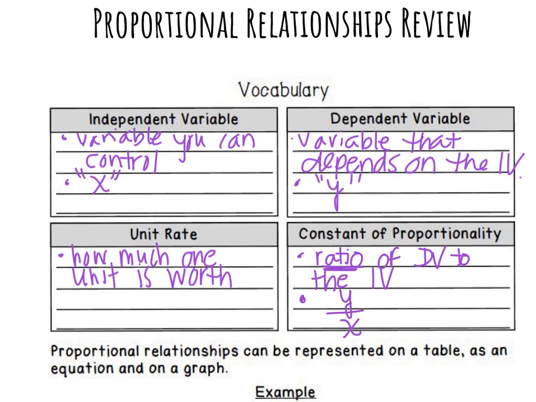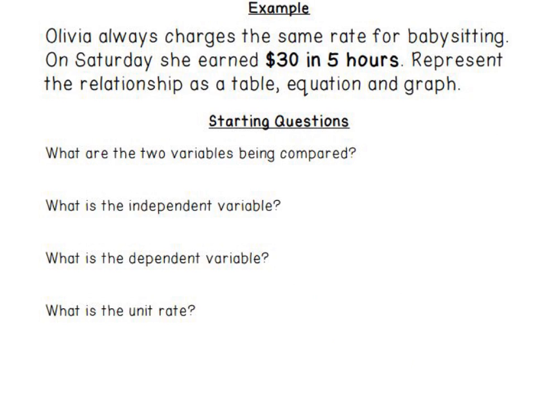And so what we're going to see in this video is that proportional relationships can be written as a table, as an equation, and as a graph. So we're going to use Olivia as an example. She always charges the same rate for babysitting. On Saturday, she can earn $30 in 5 hours. So we're going to represent that as a table, equation, and a graph.